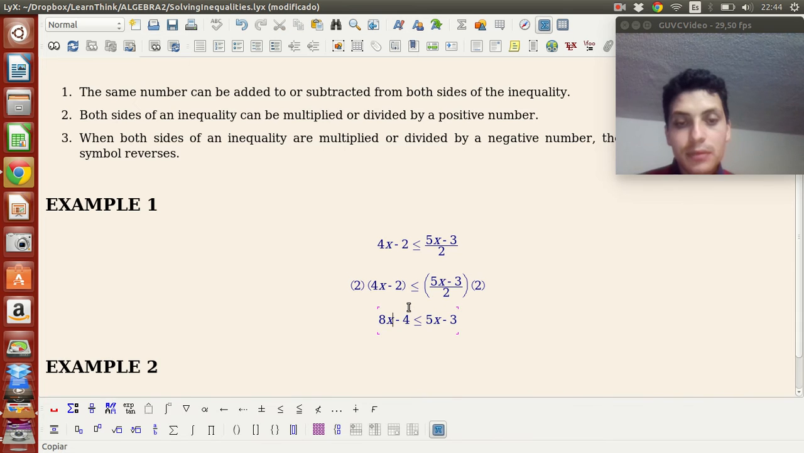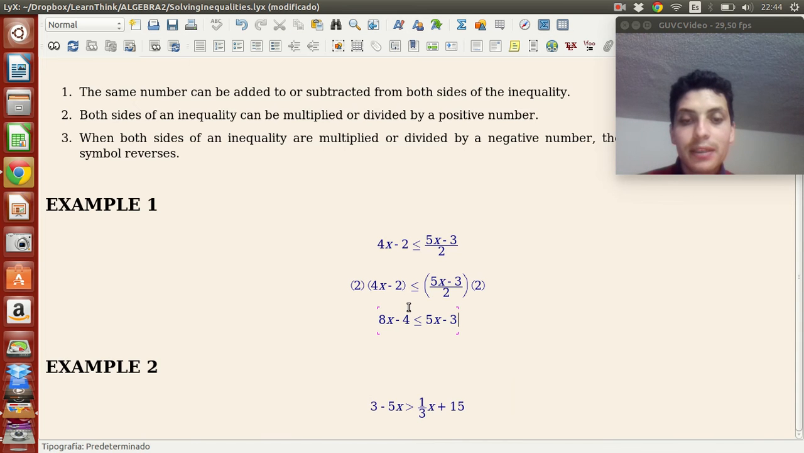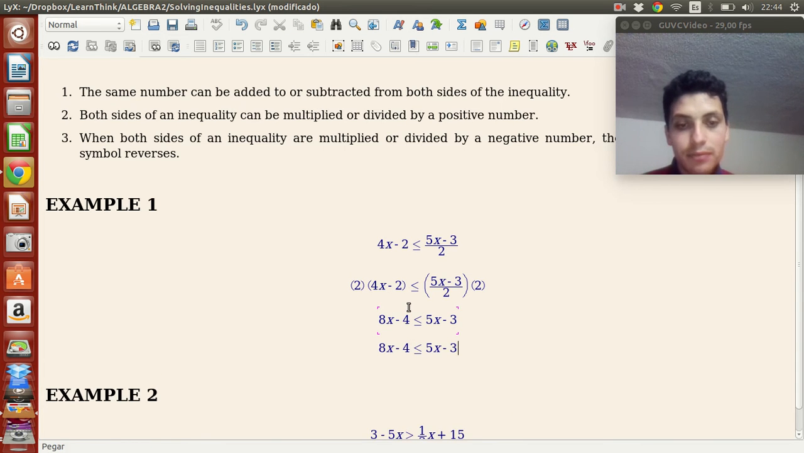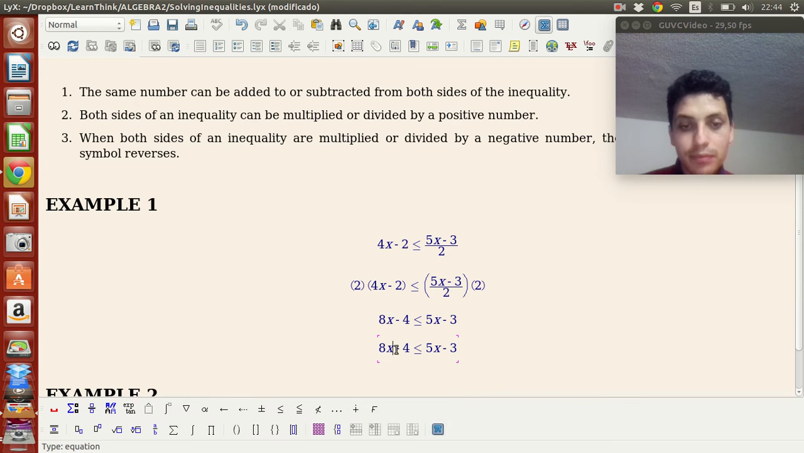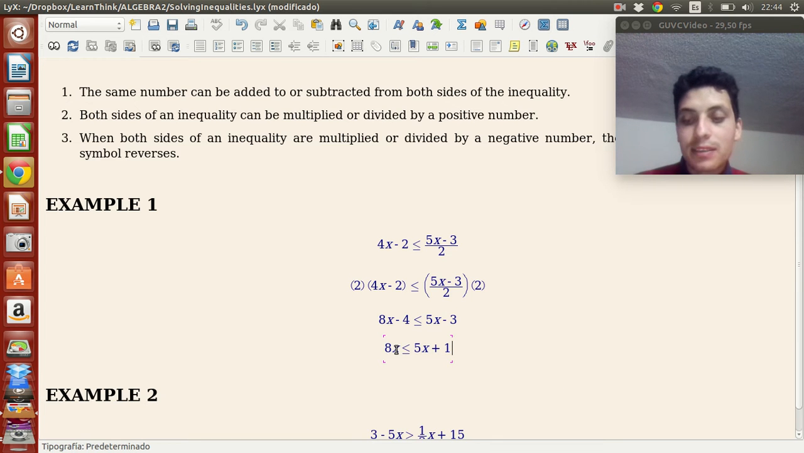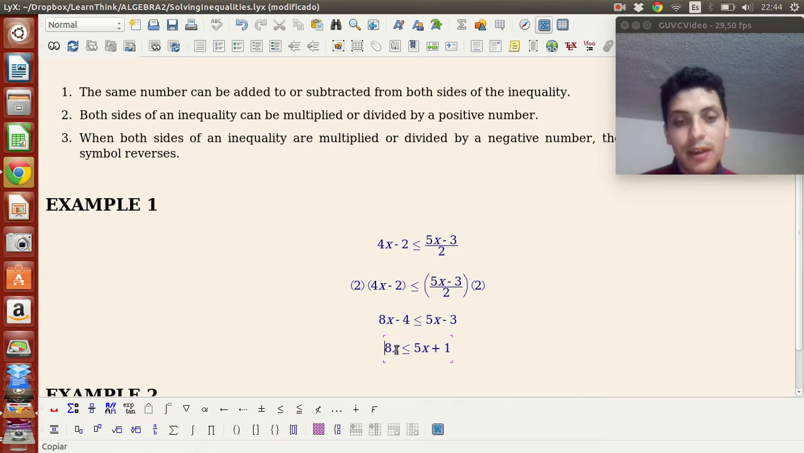add 4 to each side of the inequality. Minus 4 plus 4 is 0, and here plus 4: minus 3 plus 4 is 1. Now I'm going to subtract 5x from each side of the inequality.